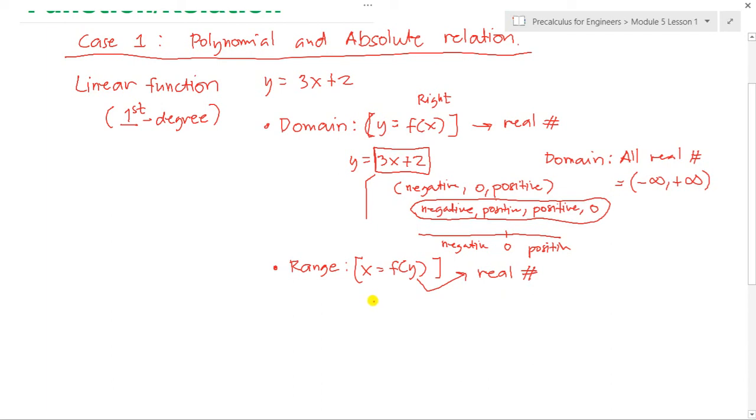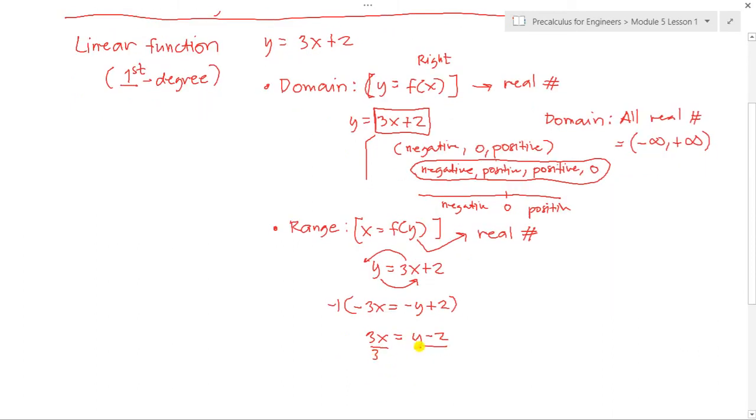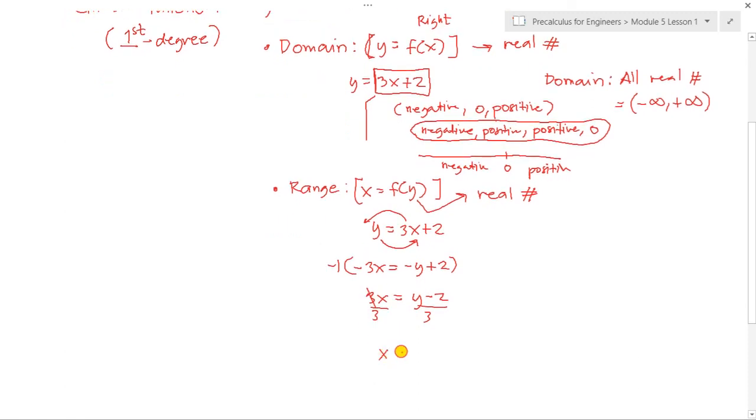Since our equation is y is equal to 3x plus 2, and we need to transpose this into the form x is equal to a function of y, we isolate x. So, transpose this and transpose on the right side. We now have negative 3x is equal to negative y plus 2. Multiply both sides by negative 1. You have 3x equals y minus 2. Then divide by 3. So you have x is equal to y minus 2 all over 3.